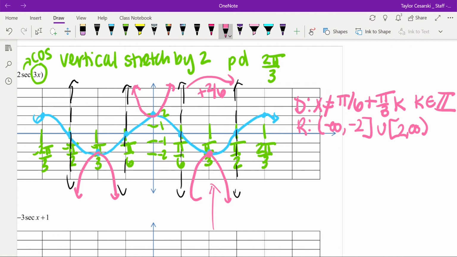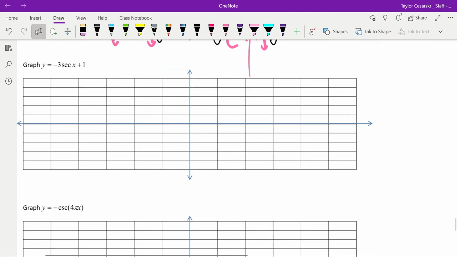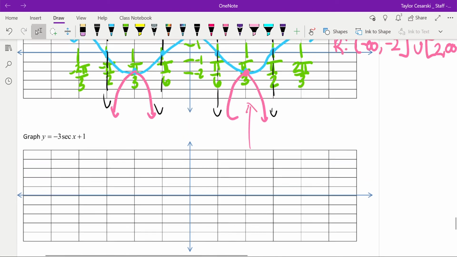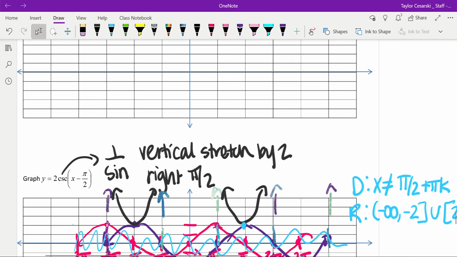Okay, so that's what those are going to look like. I'll leave the last two for you if you want to practice them. But that's what secant, cosecant, tangent, and cotangent are going to look like for your graphs, and that's all.